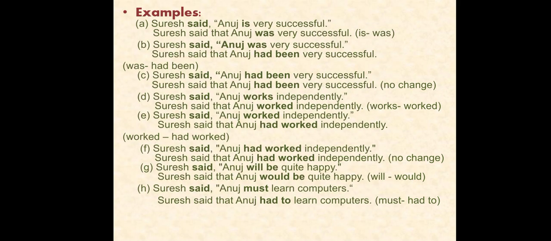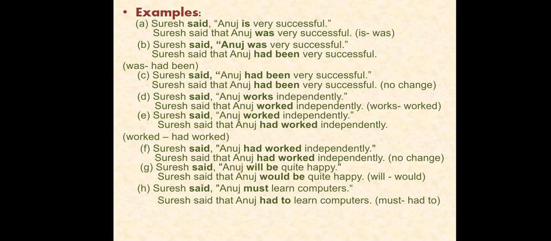Examples: Suresh said, "Anuj is very successful." Answer: Suresh said that Anuj was very successful. Here is is changed into was. Second example: Suresh said, "Anuj was very successful." Suresh said that Anuj had been very successful. Was will change into had been.